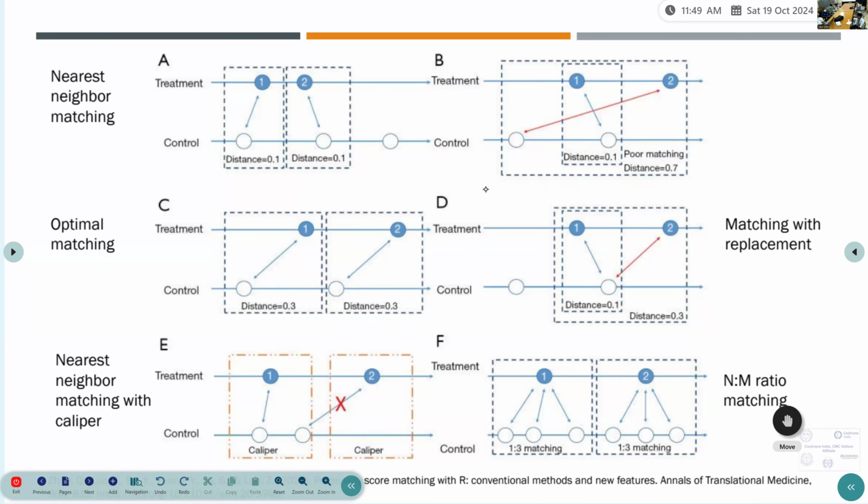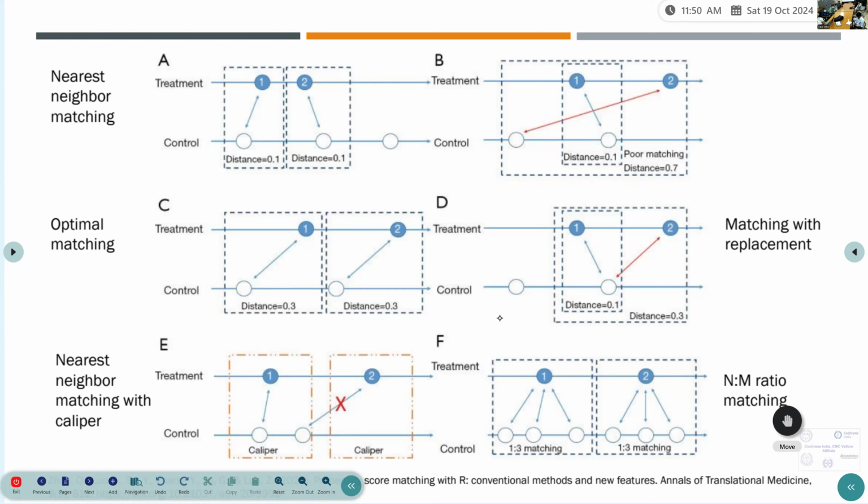So let's look at it another way. Instead of going one by one, let's look at the optimal way to do it. If I match 1 to this control over here, then I have a distance of 0.3, not as good as 0.1, but better than 0.7 and 0.1. Then I go to 2 and take this control. So it does not have to be nearest, but it is optimal. Nearest would be 1 with this, but that will not be optimal. Now, if you have fewer patients in the control arm than in the treatment arm, then the same control can be used for 2 patients if it's closer.